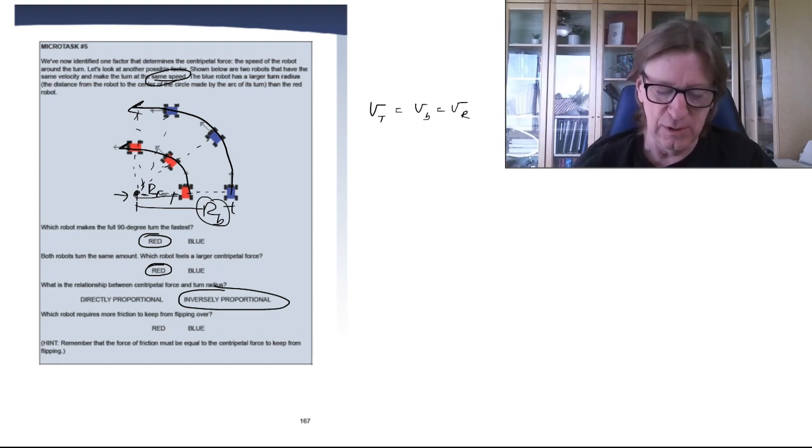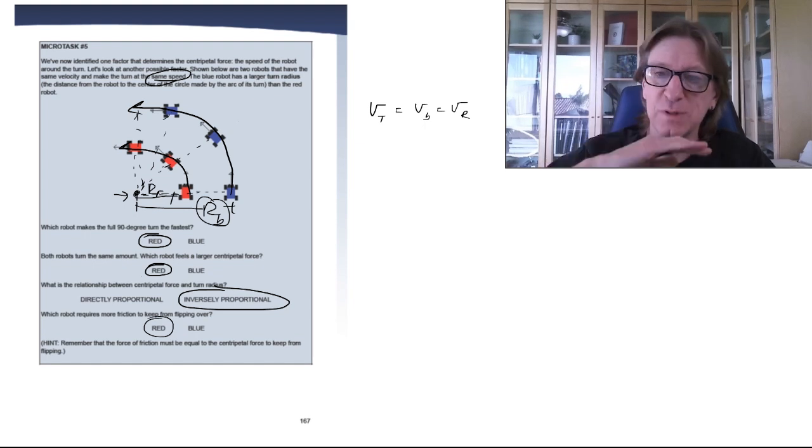Okay, so here again, which requires more friction to keep from flipping over. If it's going to make that turn tight, that's what we call a tight turn, then it's going to need more friction. Otherwise, it's either going to flip or it's going to skid. So we want to have that balanced.